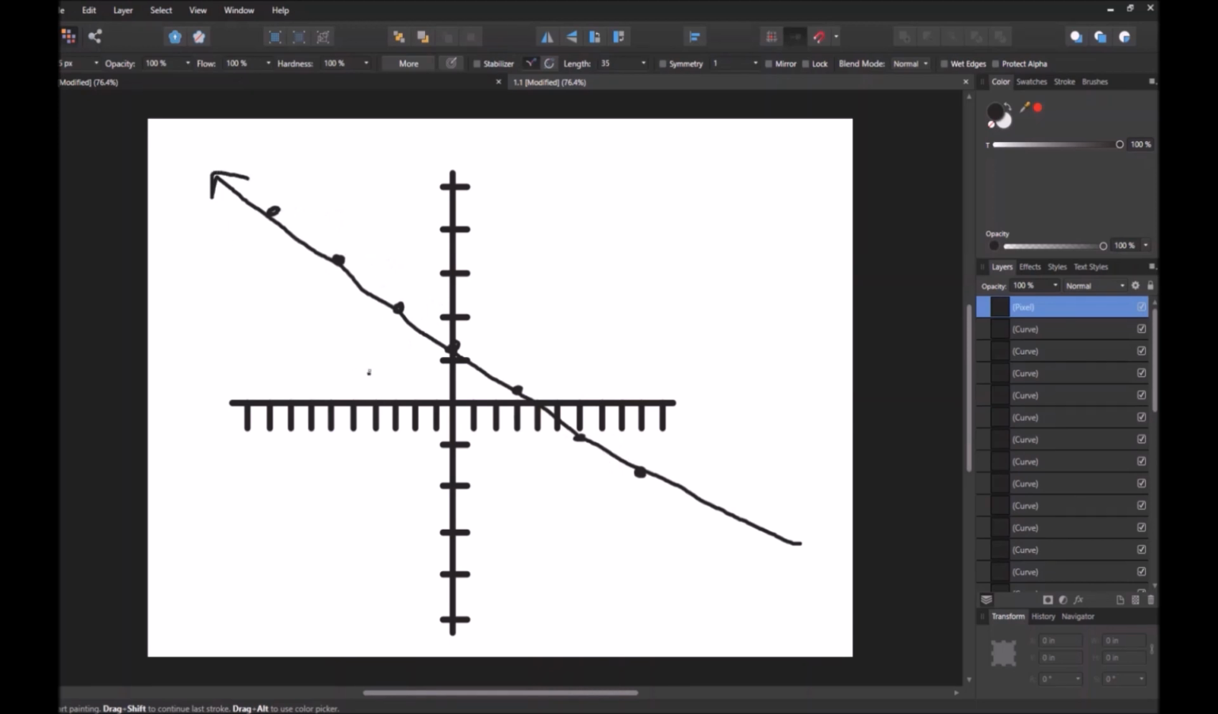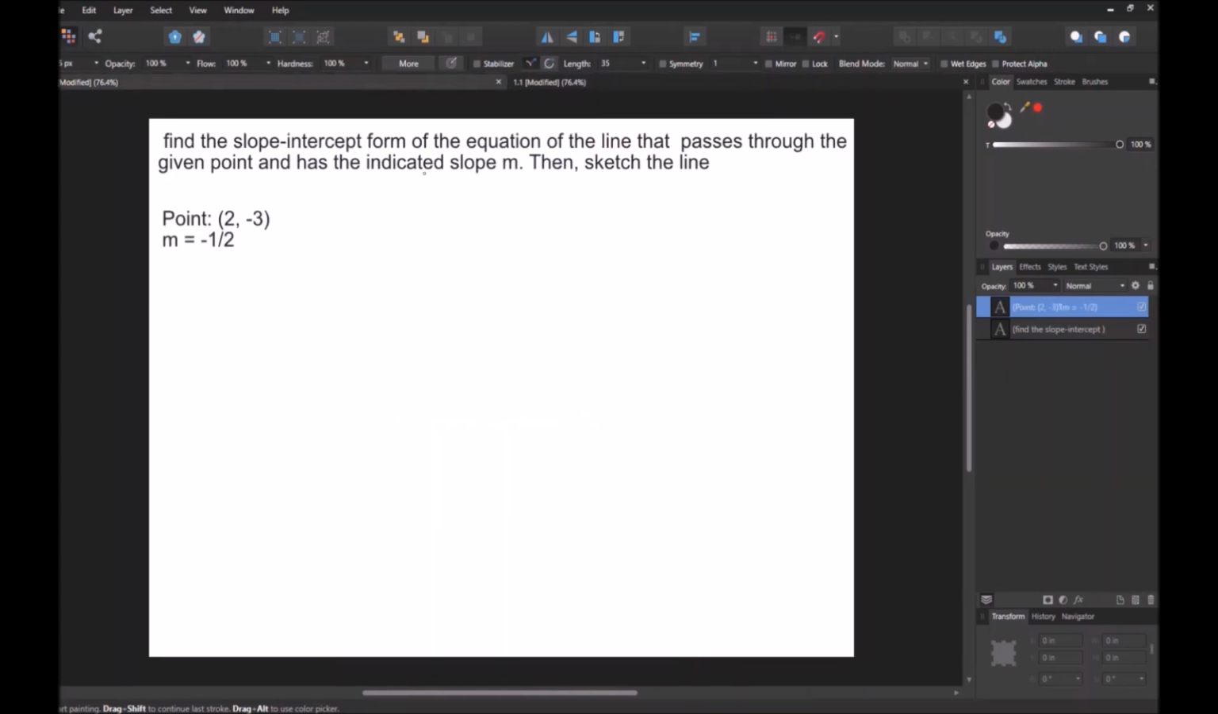And imagine that as just going through the points. They're meant to go through the points, but I can't really draw that. Alright, so in this next problem, we're asked the exact same thing, but this time our point is (2, -3) and our slope is negative 1/2.